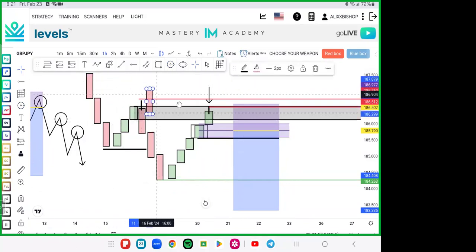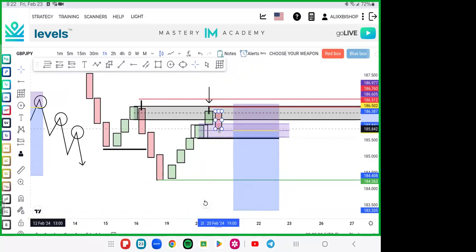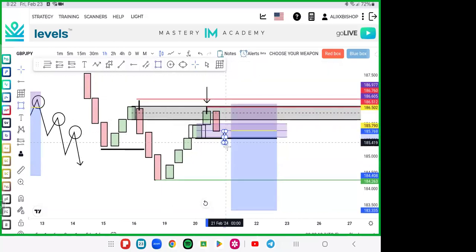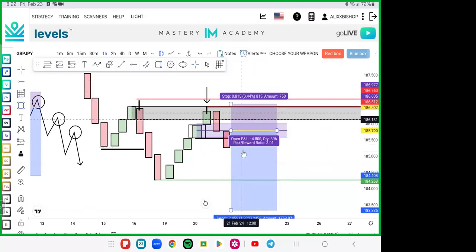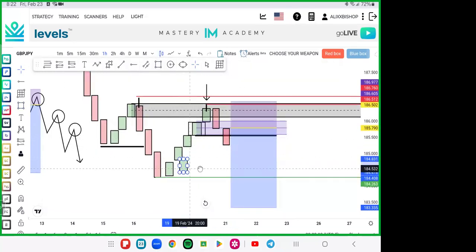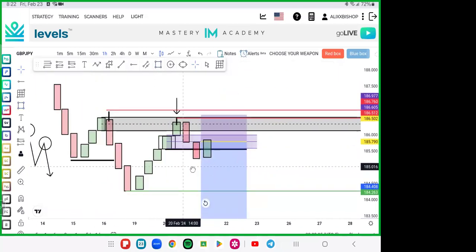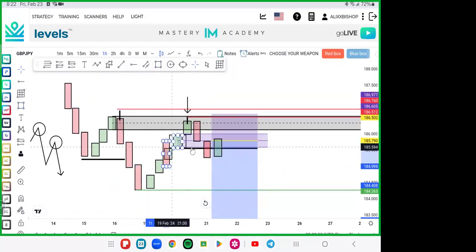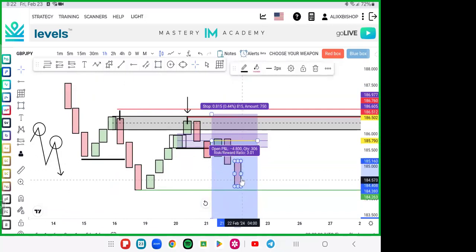Now, what we have to wait for is for market to break and close below the value box. Once market breaks and closes below, we can wait for market to retest, and then sell it off, and continue to look to sell it off. Does that make sense, fam?